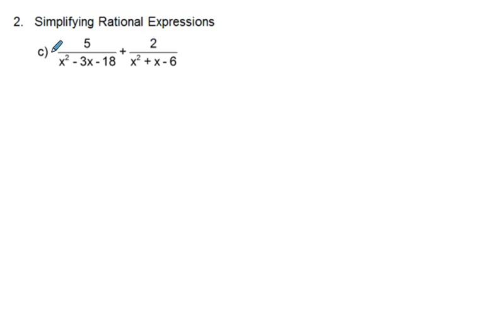We're going to try to find a common denominator by looking at the two quadratic trinomials in each of these fractions. So we'll take this first one, x squared minus 3x minus 18, and see if we can find the linear factors of this quadratic trinomial.